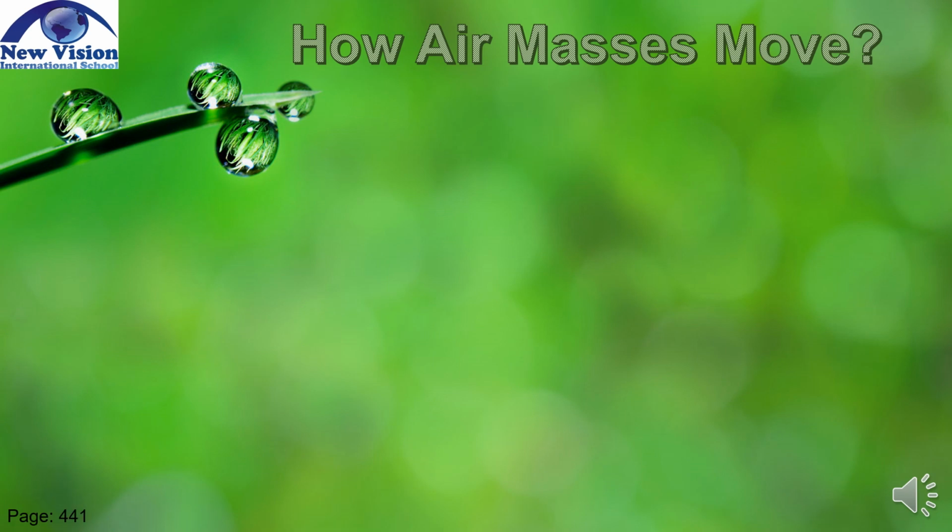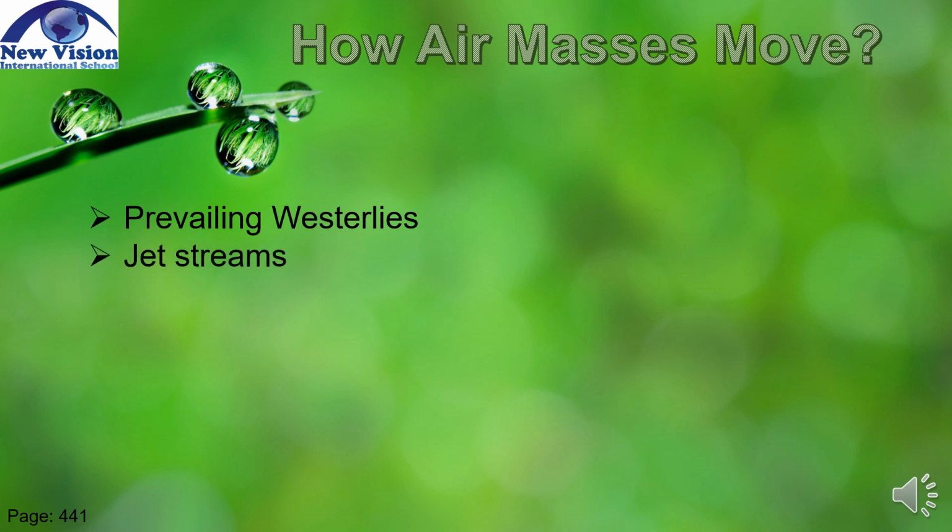How air masses move. When an air mass moves into an area and interacts with other air masses, it causes the weather to change. In the continental United States, air masses are commonly moved by prevailing westerlies and jet streams, but we will also discuss fronts. In the next slide, we are going to discuss prevailing westerlies. Are you ready? Let's proceed to the next slide.